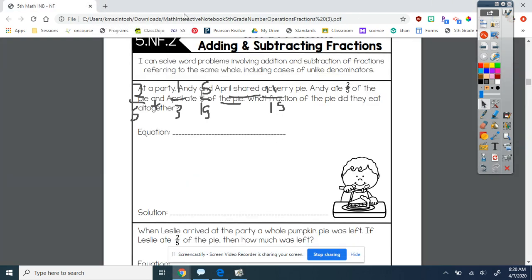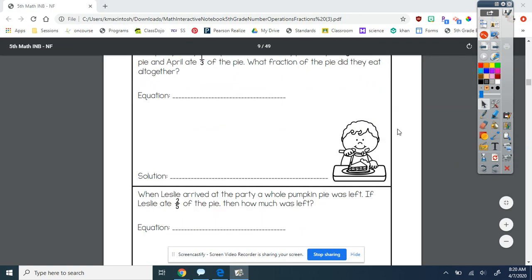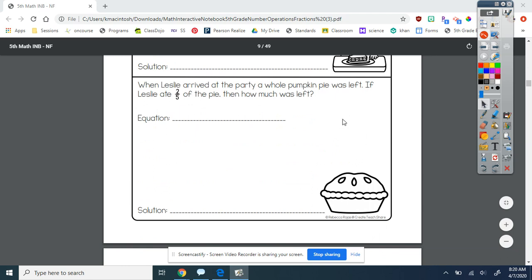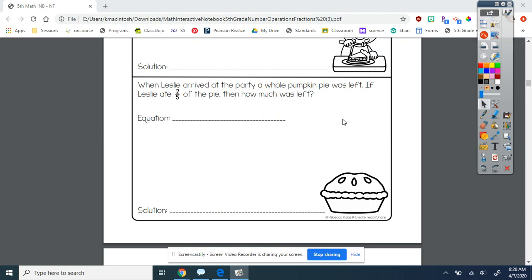We're going to move on to our next example in our notes. Scroll down here to Leslie. When Leslie arrived at the party, there was a whole pumpkin pie left. If Leslie ate 2/5 of the pie, then how much was left? Well, wait a second. I know this part's important. She ate 2/5 of the pie. I'm going to reread for my question again. If she ate 2/5 of the pie, then how much was left? How much was left? But I only have one number here.